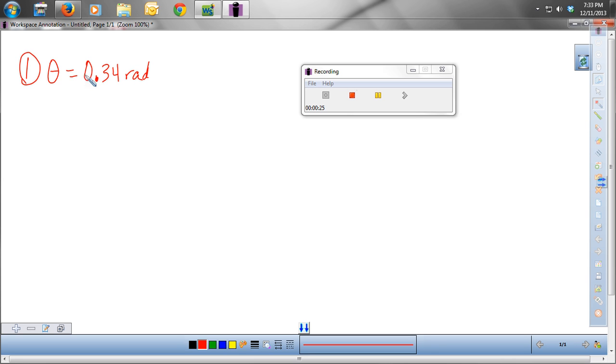And then it tells you the car is going to move through an arc length of 12 meters, so S is equal to 12 meters. And they want to know what is R. Well, if theta is equal to S over R, then R is equal to S over theta.